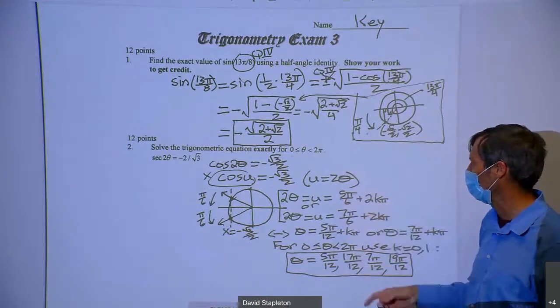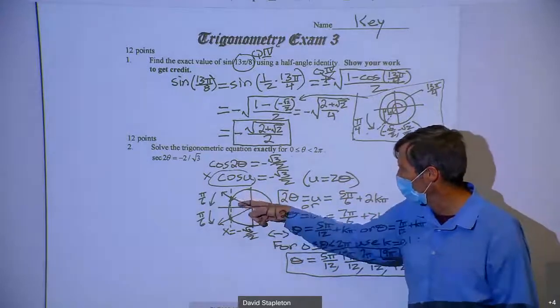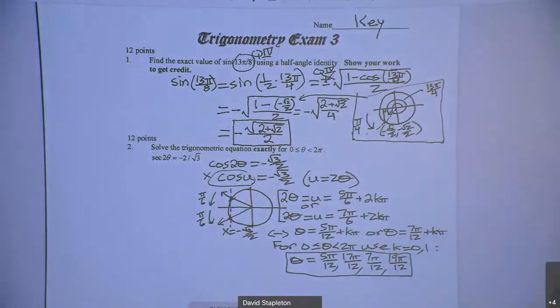So I give you partial credit on all of these. If you got this one and didn't put that one, I'll give you more than half credit, actually.